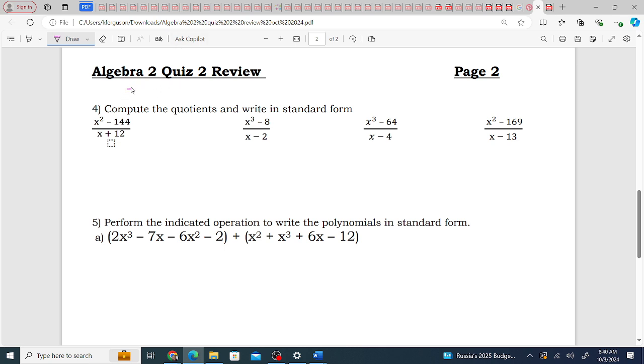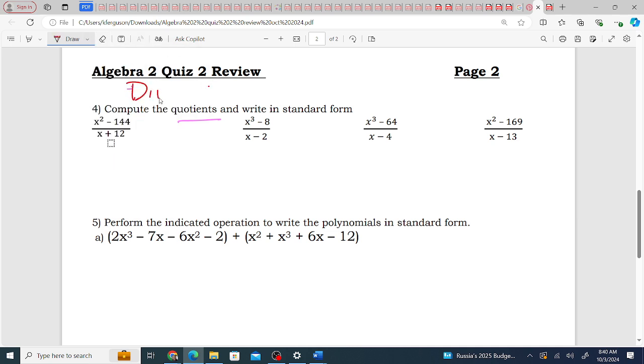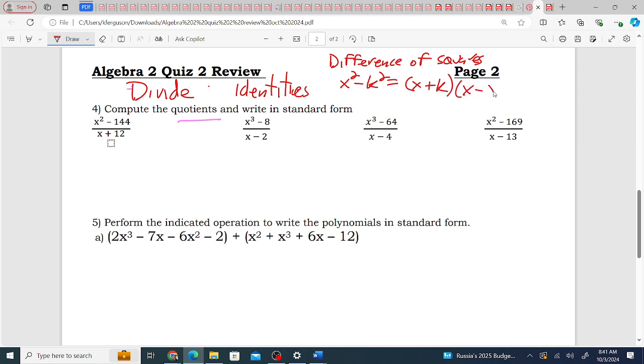Well, quotients means what? It means divide. It's the answer to a division problem. So it means divide. The thing is, I don't need to actually divide these if I know the identities. So we got the difference of squares, which is, let's take some room for that. So that's x squared minus k squared equals x plus k times x minus k.